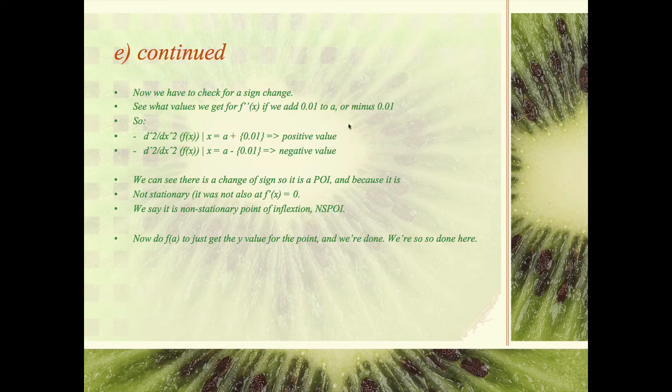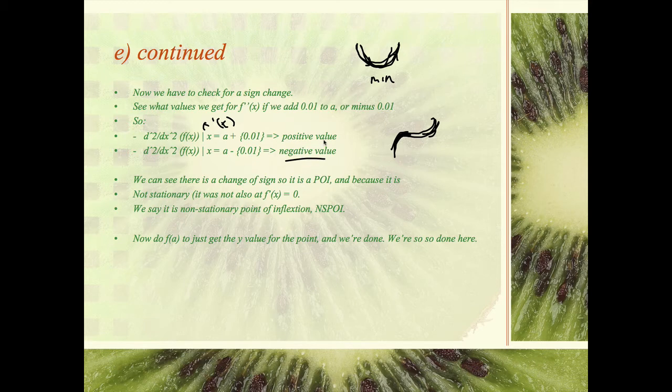Okay, when we continue, we need to look for a sign change. So we see what values we get for f dash dash of x if we add 0.01 and minus 0.01. This is important because if it's a min, the sign change never happens, it's always clockwise, or in this case anti-clockwise. For a point of inflection, we need to see first clockwise and then anti-clockwise. That's what we're looking for: a sign change. So we find f dash dash of x when x is a plus a little bit and when x is a minus a little bit.